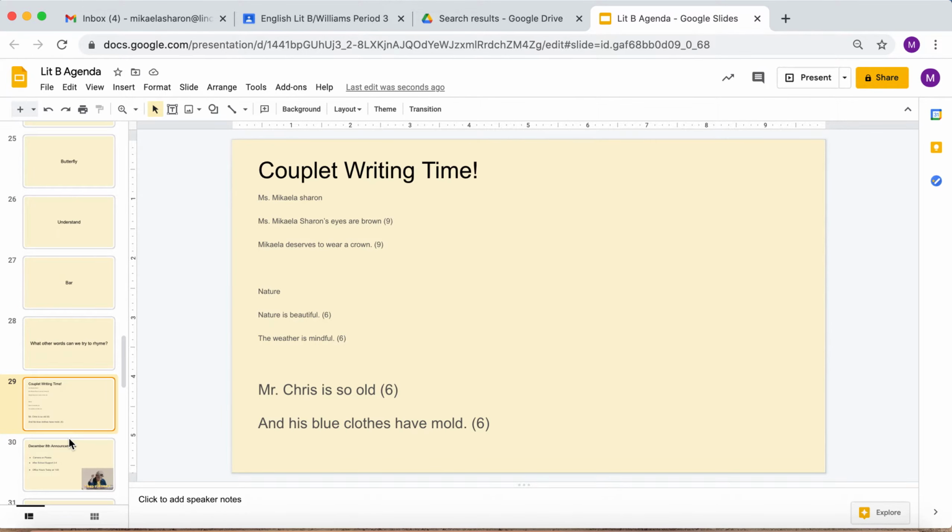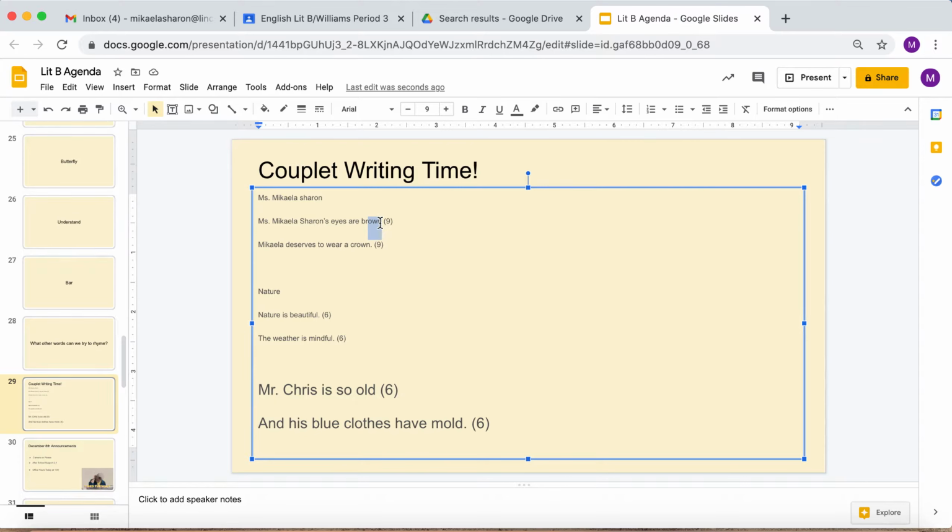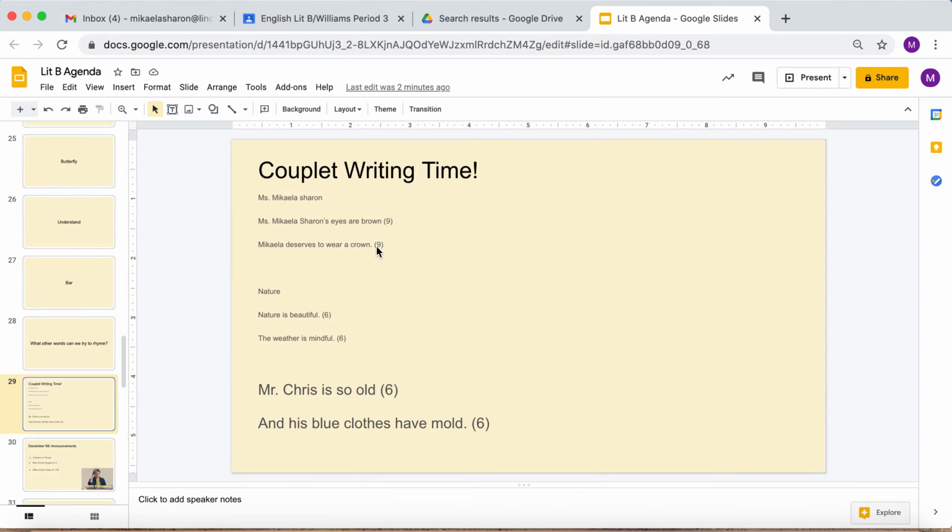So then as a class, we wrote some couplets together, and in period 3, these are 3 couplets that we wrote about. Miss Michaela. Sharon's eyes are brown. Michaela deserves to wear a crown. So this is a couplet because they both have the same sound at the end, and each line has the same number of syllables, which is 9.